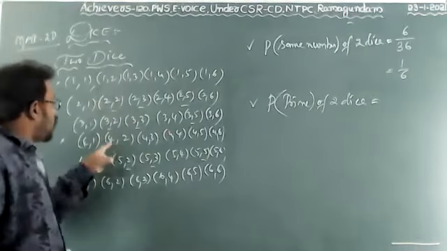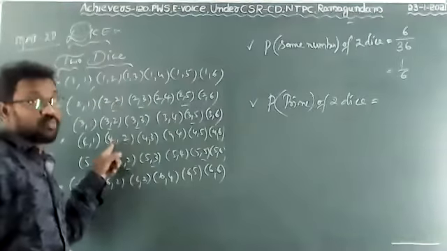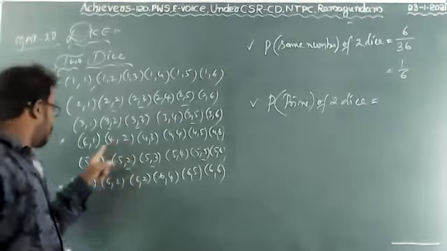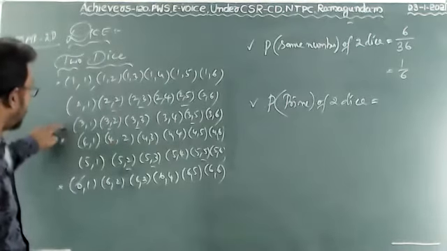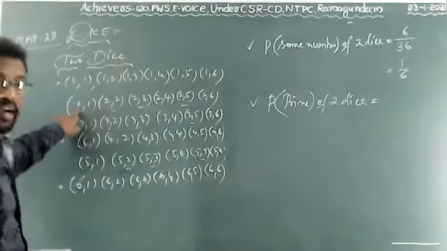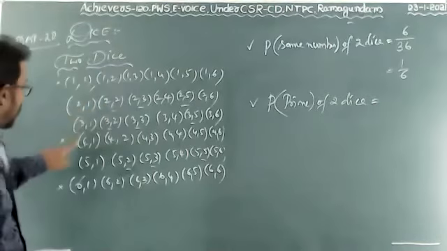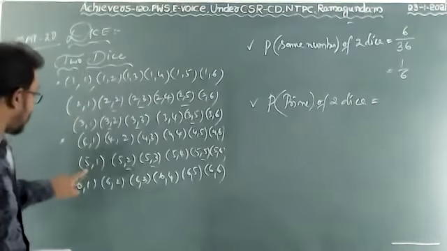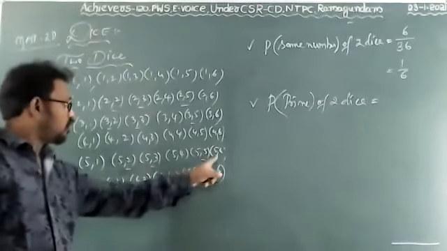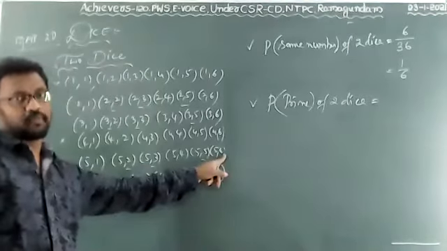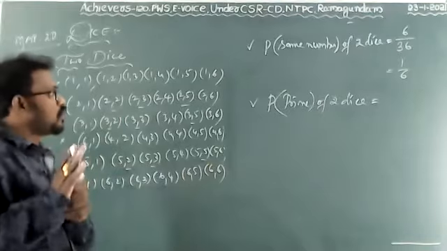Remaining 6, because 4, 2: yes, 2 is a prime, but 4 is not a prime. We give a cross here. In this row, 3 only. Then 2, 1: 1 is not a prime. 3, 4, next. 5, 1: 5 is prime, but 1 is not a prime. 5 is prime, 6 is not a prime. So that's what are only the primes.